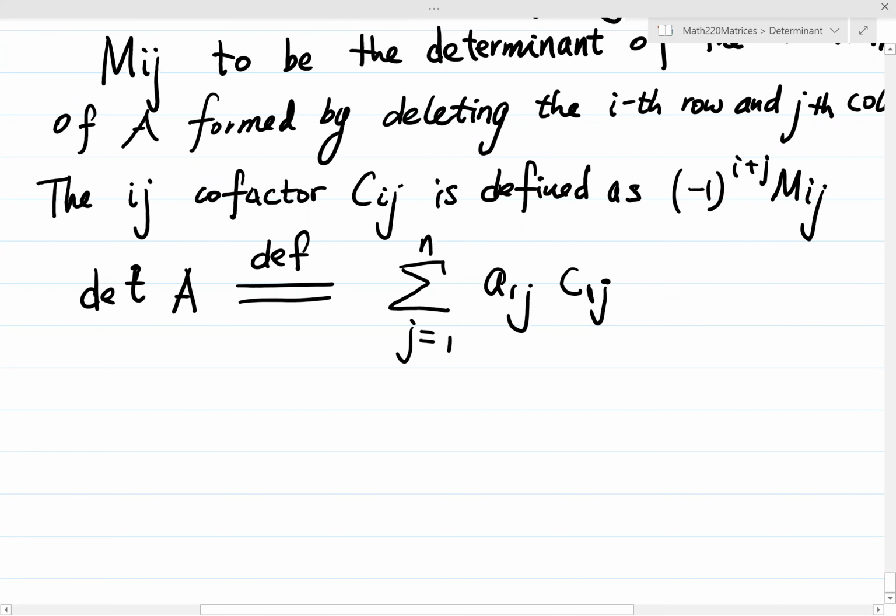So here Cij is the determinant of a smaller matrix. We already defined 2 by 2 and 3 by 3 matrices. Now if we have 4 by 4, then its minor will be 3 by 3, and we already know how to find the determinant of a 3 by 3 matrix. Example.